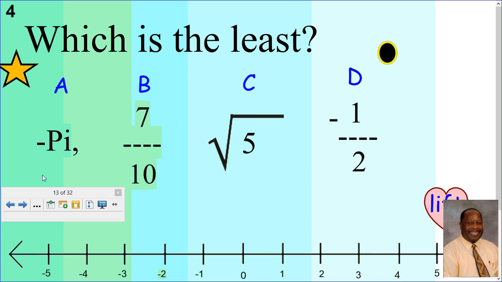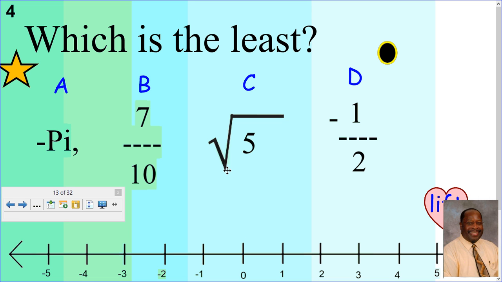All right, hopefully you made your decision. Now, the first thing, if we look at the number line to help us out, we see the smaller numbers over here on the left side of 0, the negative numbers, and the positive numbers on the right side of 0, because they're larger than 0.